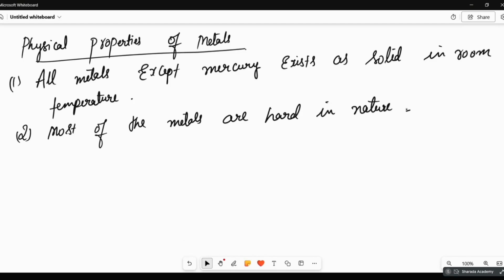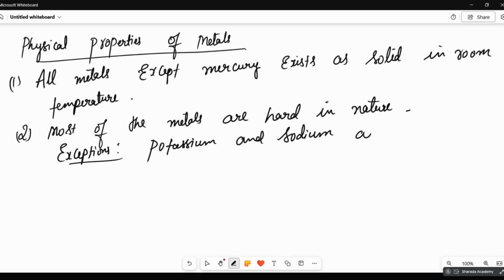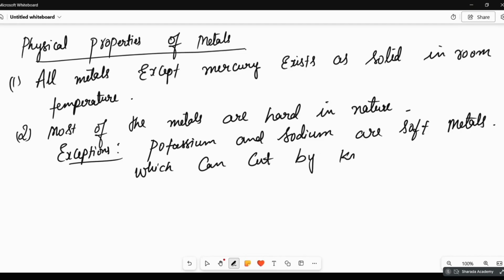So what are the exceptions you have? Potassium and sodium are soft metals. They are soft metals which can be cut by a knife.